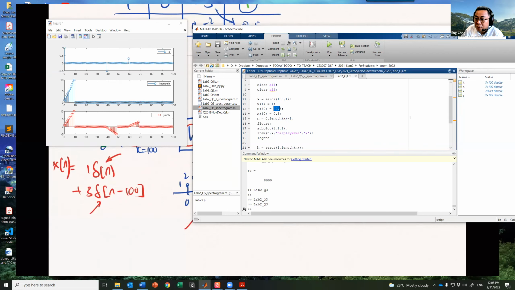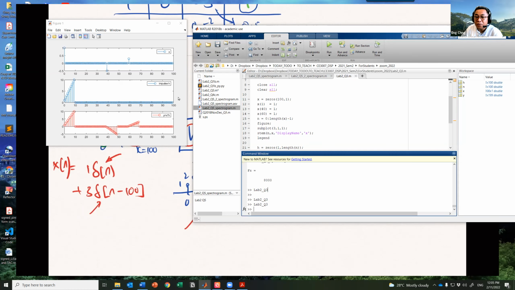So if the quiz question is like this, what happens if I send 1, 1, 1 into the system at time 1, time 40, and time 60? How would it look like? Can you tell me, guys, before I run the code? Benedict.